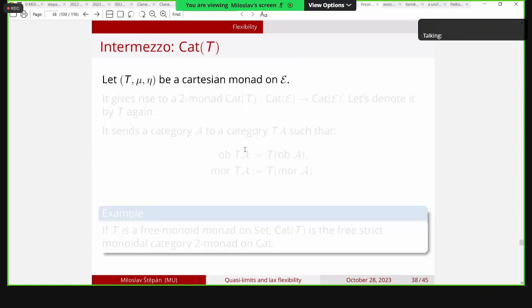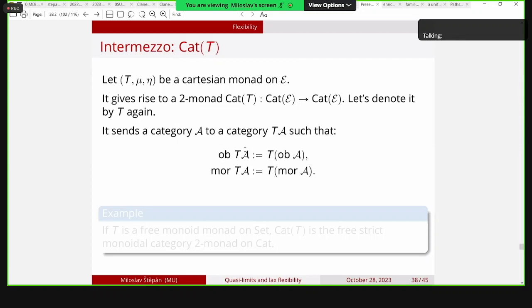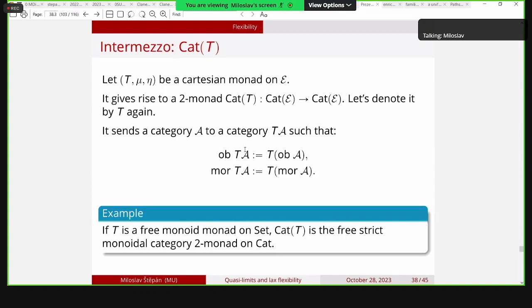So before I continue, I have to tell you a bit about ket T. If you have a Cartesian monad, which is a monad that preserves pullbacks, and the multiplication and unit are cartesian natural transformations, this gives rise to a monad ket T that's defined on the two-category of internal categories, and it's given by this. It is defined pointwise, basically. An example is if you have the free monoid monad on sets, ket T is the free strict monoidal category two-monad on ket.